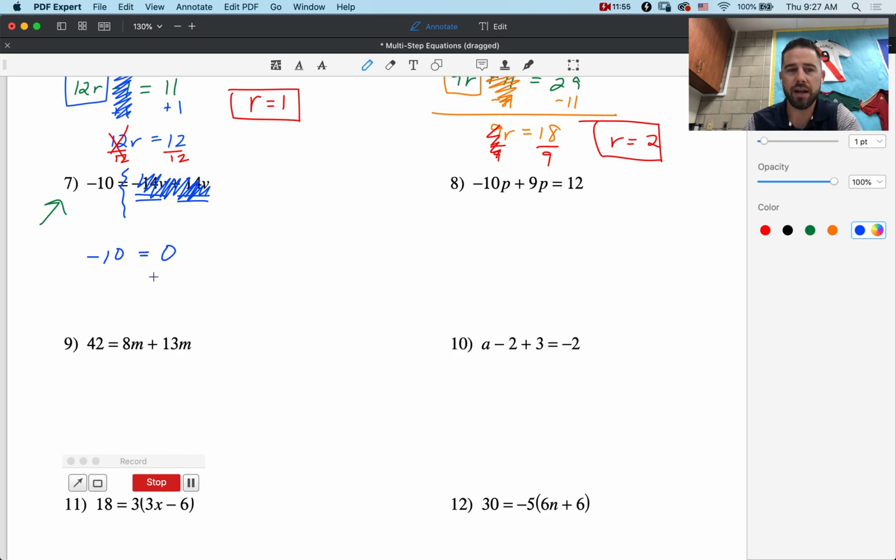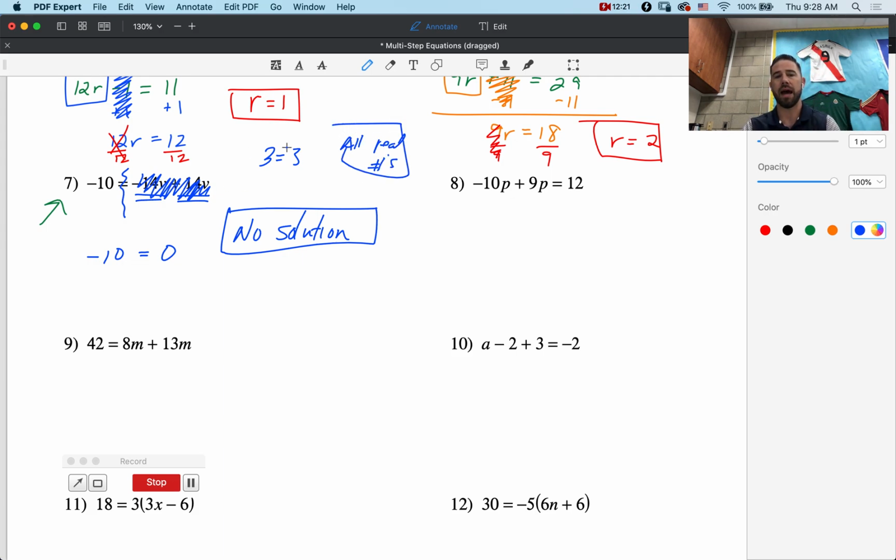It's false. Anytime you have a false statement in math, you write no solution, because there actually is no solution to this equation. There's no solution that makes this equation work. If it said something like 3 equals 3, which is a true statement, you would say all real numbers, because any real number would make that equation true. That's just a little heads up.